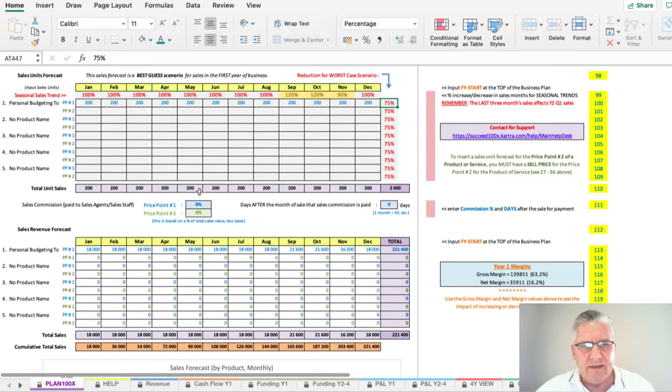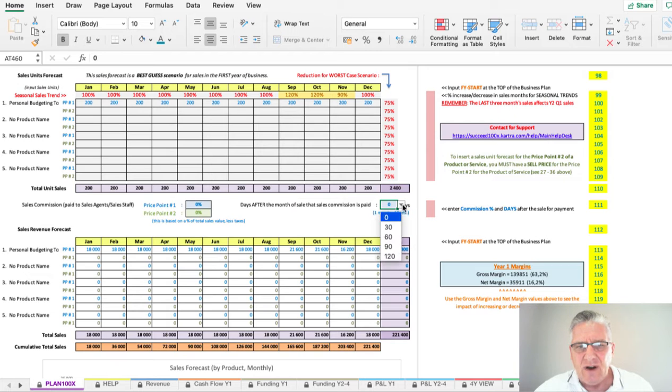Moving down, we have commission payable on both price points. So in all of these products, here we've only got one, but in all the products we would be able to set a commission payable if you had agents or sales staff for both of these price points. And also on the right here, you'll see that we have the days after the date that the sale was made, the month that the sale was made, when you pay commission. Normally it's 30 days, and then that would allow for payment of that commission 30 days after the sale was made.